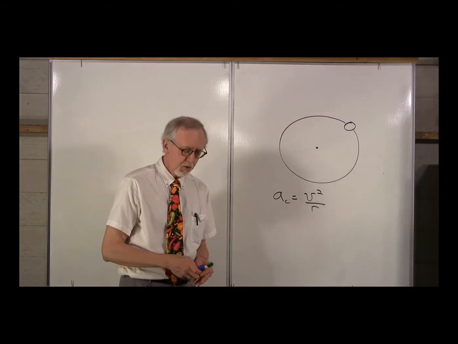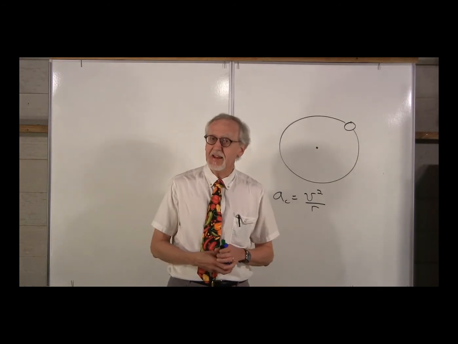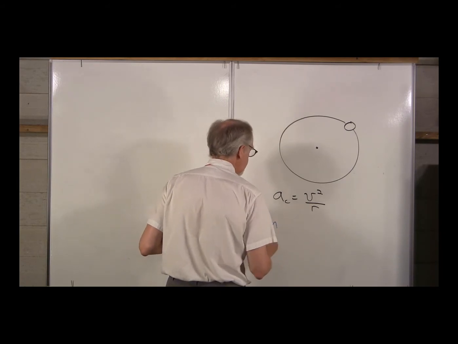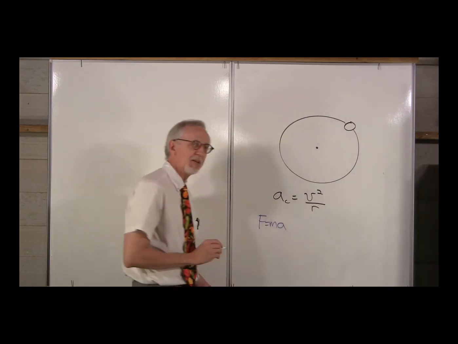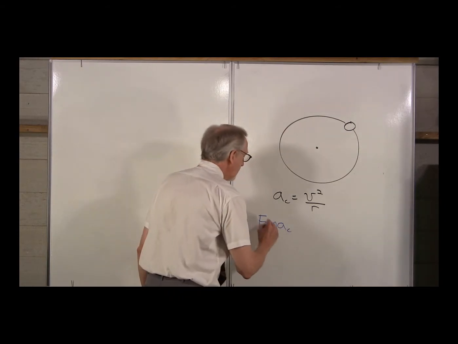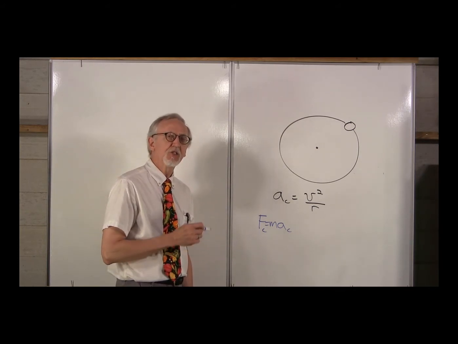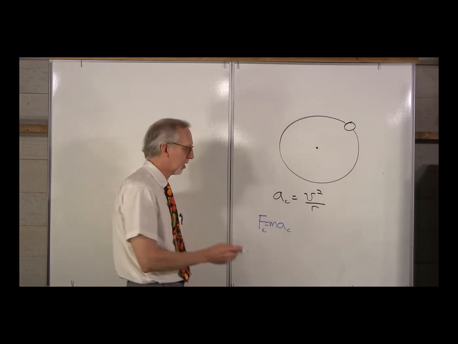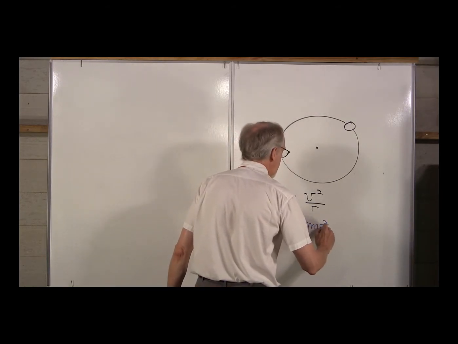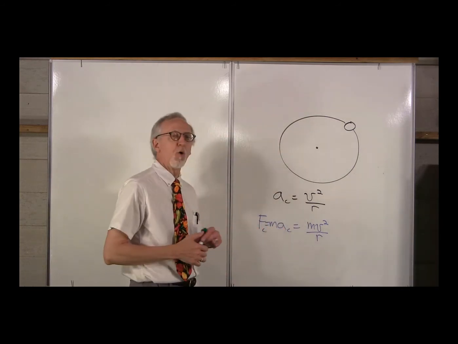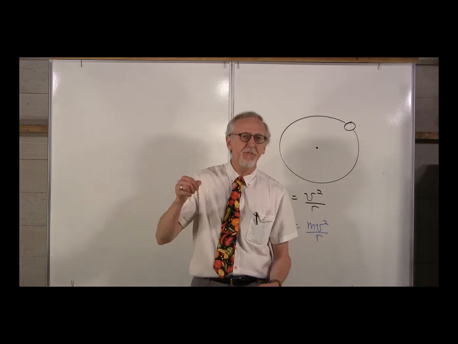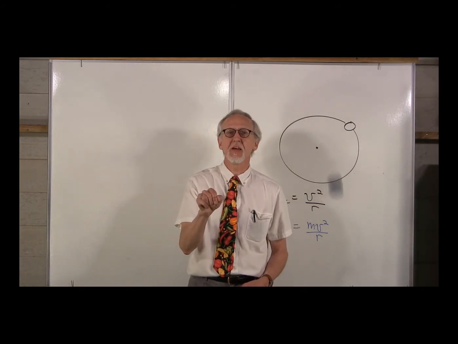What is that force? Well, if there are no other forces acting on the object, the force must be equal to the mass times the acceleration. And if the acceleration is directed towards the center, the force must be directed towards the center. So we must have a centripetal force. And what is that? M times the acceleration is mv squared over r. In order for an object to be undergoing uniform circular motion, there must be a force acting on it towards the center of the circle.